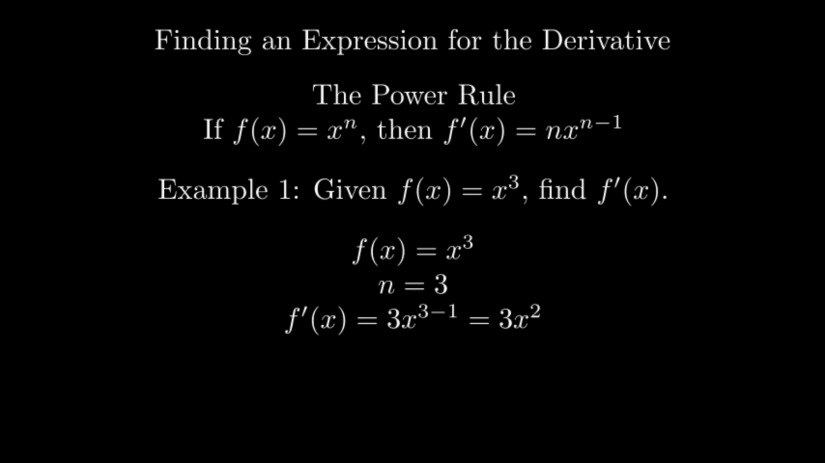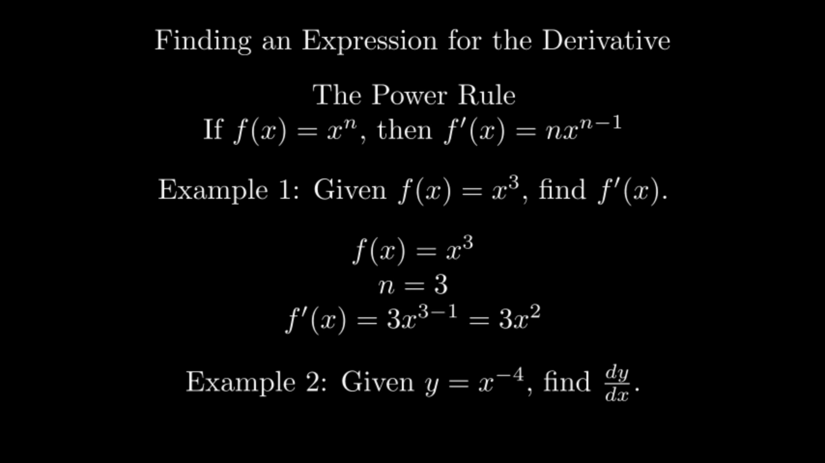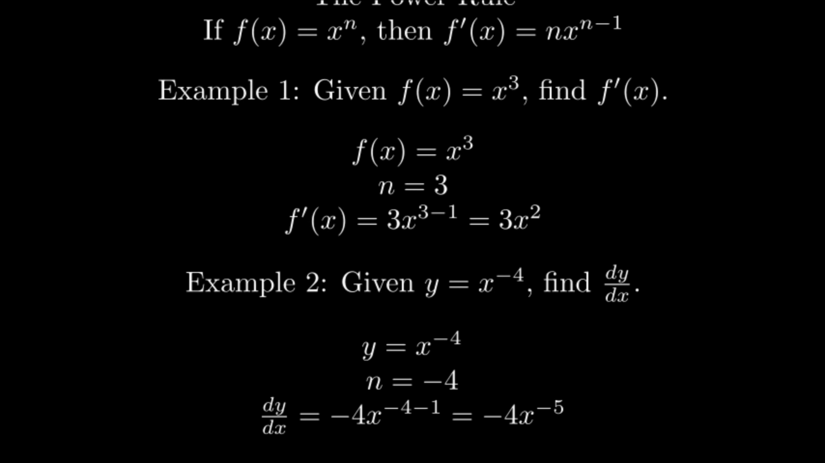This rule is incredibly versatile. It works for negative powers too. Let's consider the function y equals x to the power of negative 4. In this case, n is negative 4. We bring the negative 4 to the front. The new power is negative 4 minus 1, which is negative 5. So the derivative dy/dx is negative 4 times x to the power of negative 5.